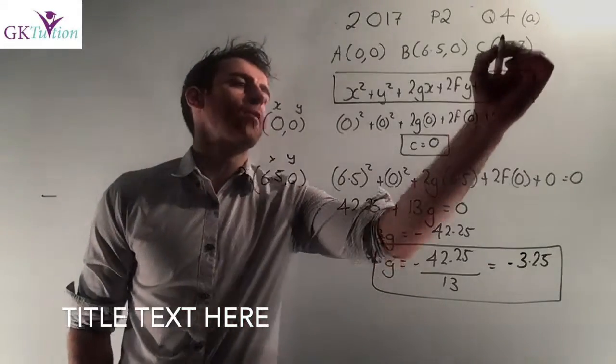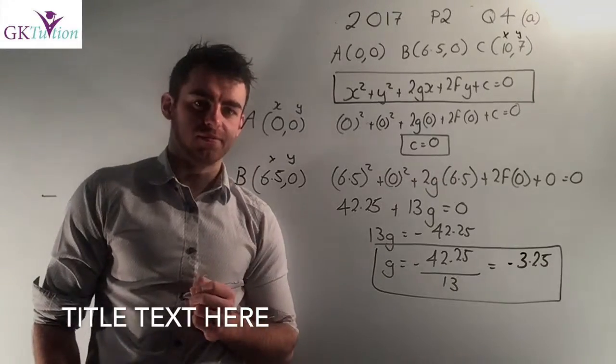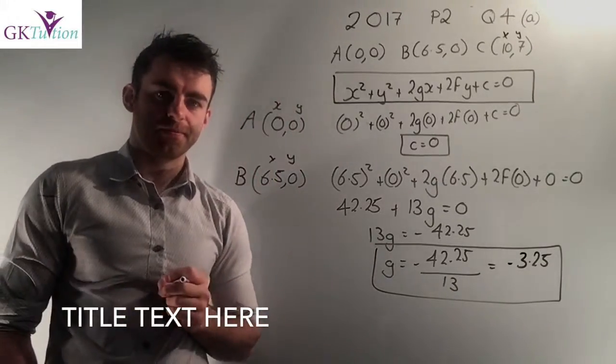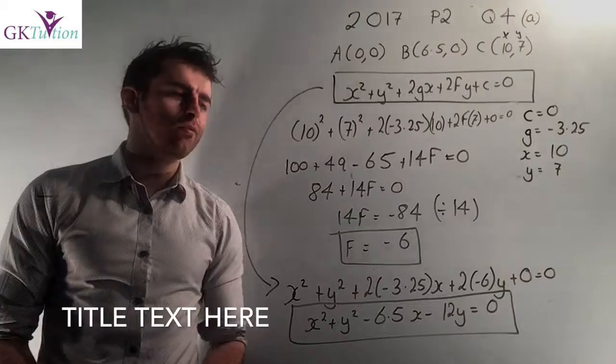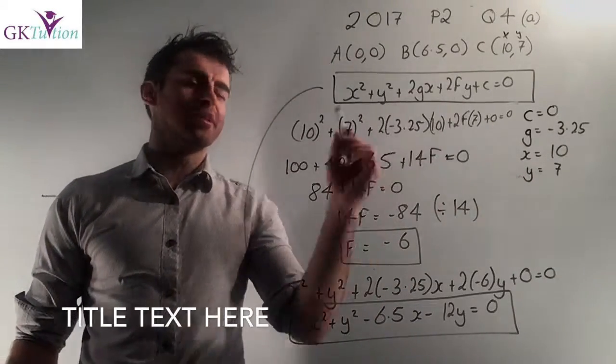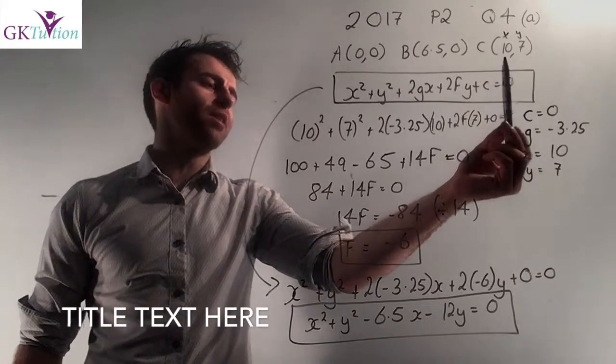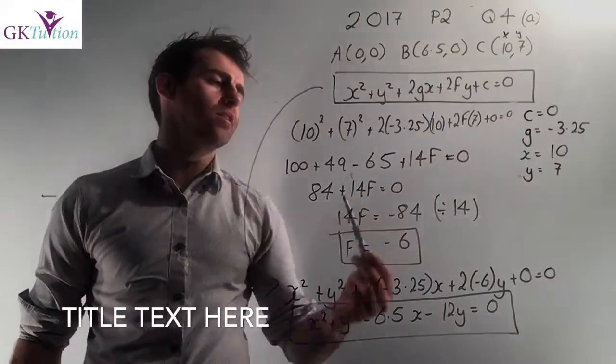In order to find f, I'm now going to sub in the coordinates x is equal to 10 and y is equal to 7. Now that we've worked out what g and c are equal to, the only thing we don't know is f. So I'm going to use the fact that the coordinate C tells us that when x is 10, y is equal to 7.